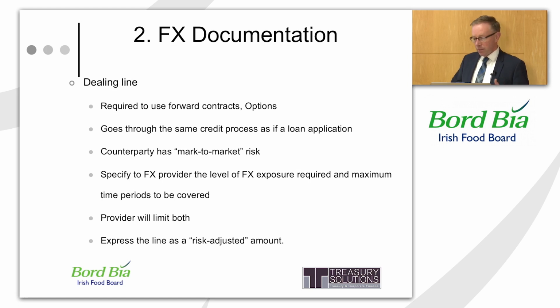A dealing line basically means that a bank will allow you to do a certain, quantified amount of forward contracts or options for a quantified period. So typically if you want to hedge your sales for 12 months, you will ask for a dealing line that will allow you to hedge forward for 12 months. And you also then decide how much currency you would want to hedge forward in that 12 months. So in other words, I want to hedge £1 million sterling or 2 million, whatever the figure is. And that's what you do. You say to the bank, I want to be able to hedge, let's say, 2 million sterling for up to 12 months. They then go through the same credit process as if you were applying for a loan.